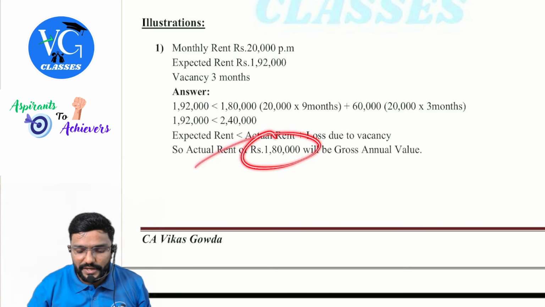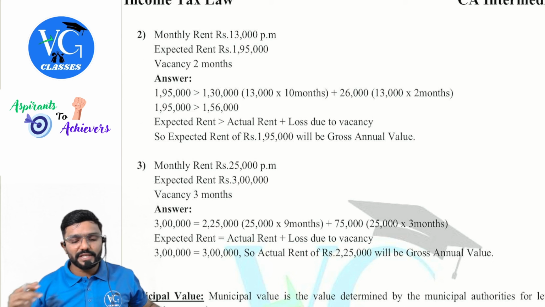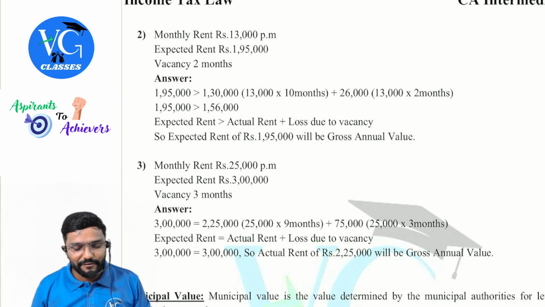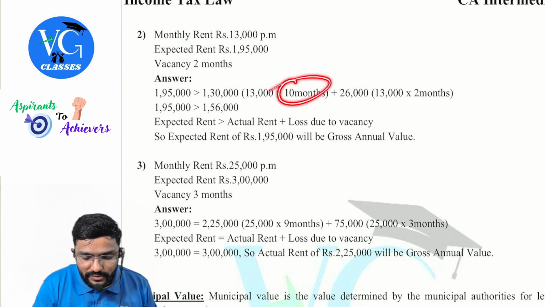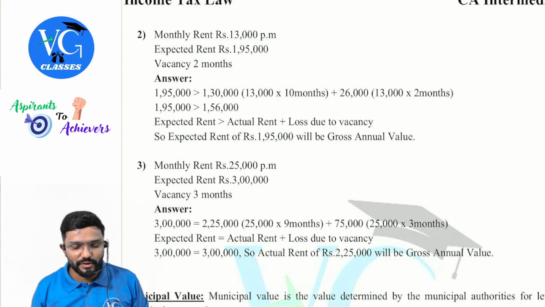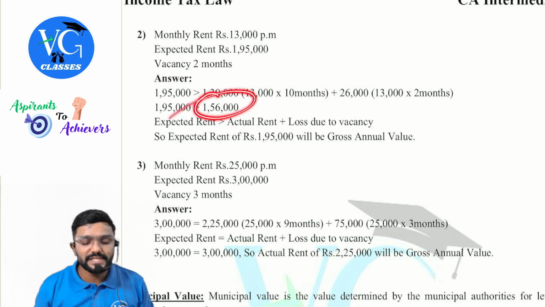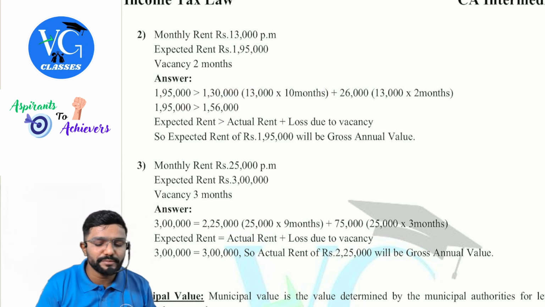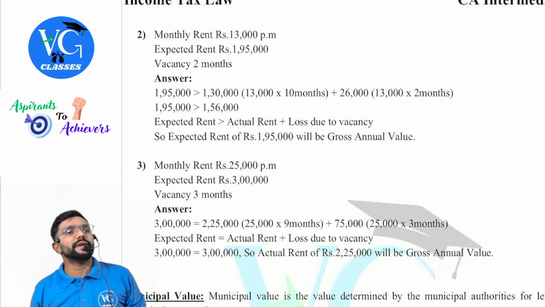180. Hope you guys got it. Next. Monthly rent is 13,000 per month. Expected rent is 1,95,000. Vacancy for 2 months, so actual rent is only for 10 months. So 1,30,000. Then loss due to vacancy for 2 months is 26,000. So 1,56,000 is less than 1,95,000. Expected rent is more.